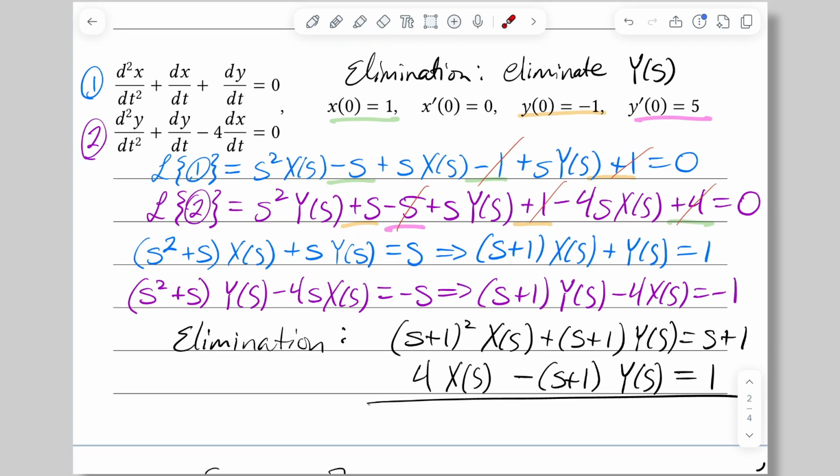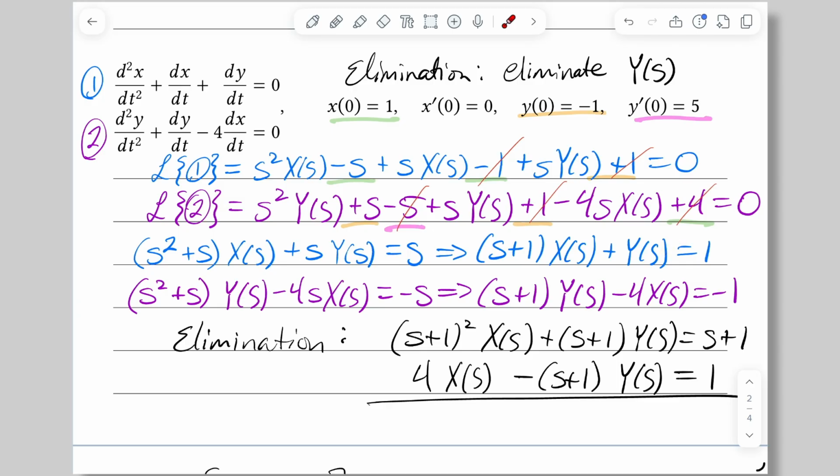Having applied the Laplace transform to both sides, substituting for the initial conditions, simplifying the equation by subtracting out what subtracts out, and then dividing through by a common factor of s, I have for the first equation the result of the quantity of s plus 1 times x of s plus y of s is equal to 1. And for the second equation, we have the quantity of s plus 1 times y of s minus 4x of s equals negative 1.